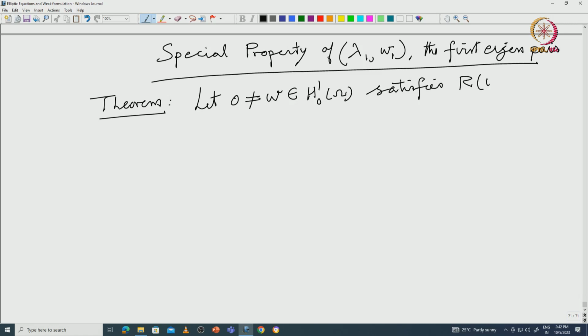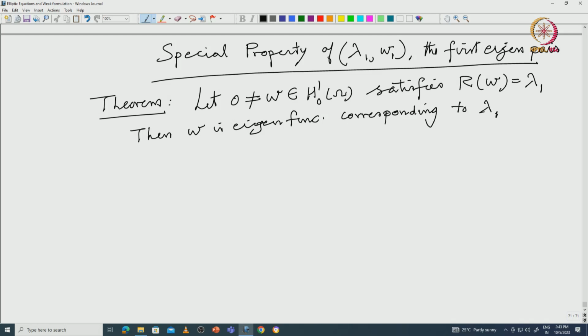R(W) equal to lambda 1, then W is an eigenfunction corresponding to lambda 1. This is something like a converse. You have already seen that if W is an eigenfunction, then R(W) is equal to lambda 1. What I am saying is that any vector with R(W) equal to lambda 1 is an eigenvector.